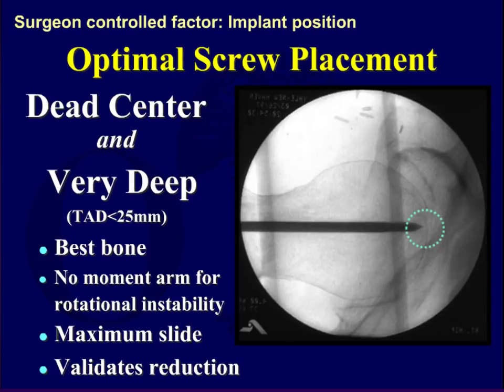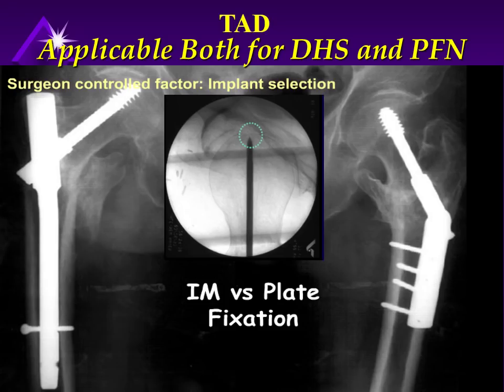In that article, the author advocates keeping the guide wire in the center and very deep. But that is only possible for a single screw system. For a double screw system like PFN, it's very difficult. So I advocate you keep the inferior screw as inferior in the neck as possible and as inferior in the head as possible, and as subchondral as possible. It should be less than 10 millimeter from the articular surface. As I said earlier, this TAD applies very well to implants like DHS as well as PFN.